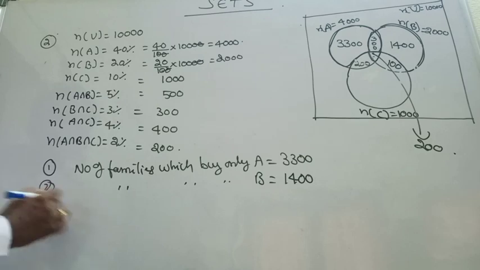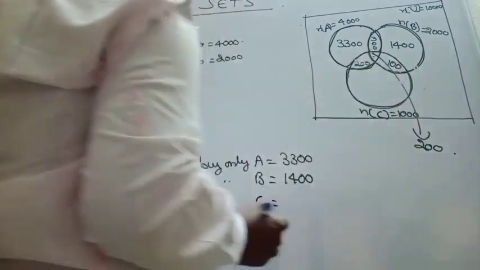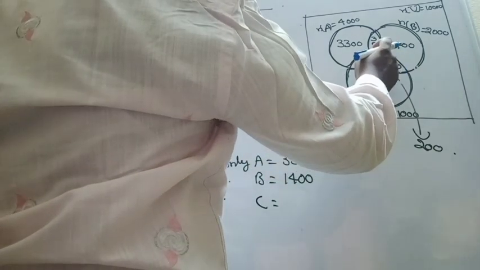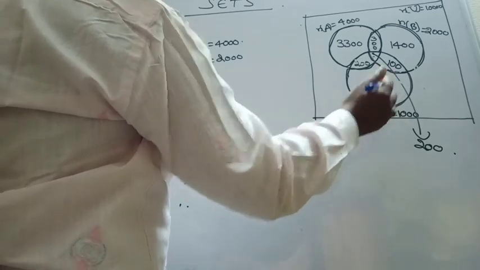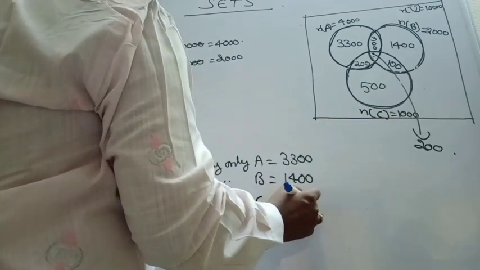Now we will get the number of families which buy only C. Only C means this is the part you are going to get. Already, this is 200 plus 200, 400 plus 100, 500. 1000 minus 500 is 500. So this is equal to 500.